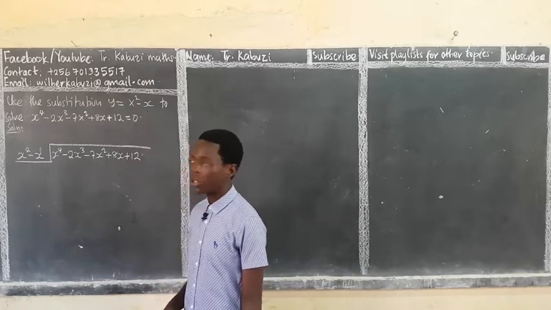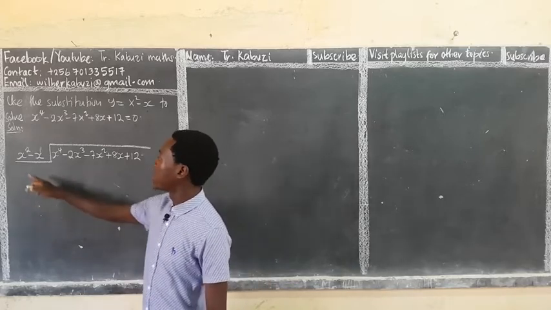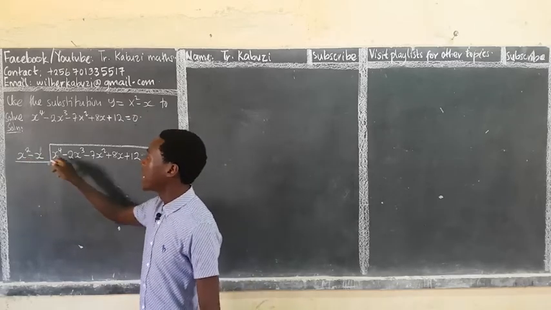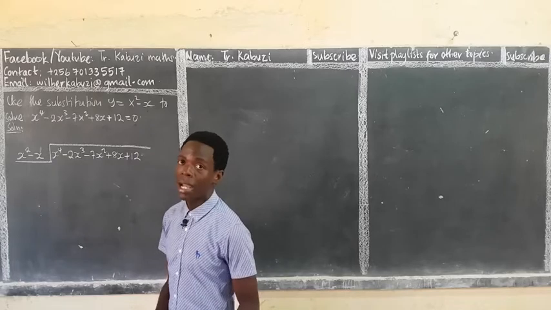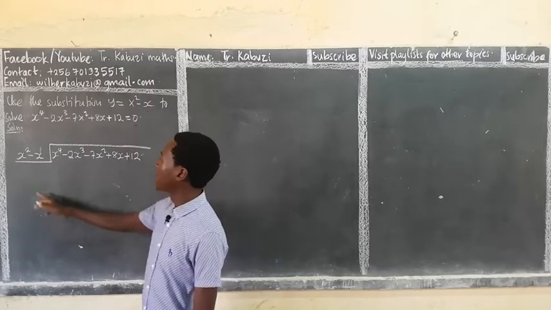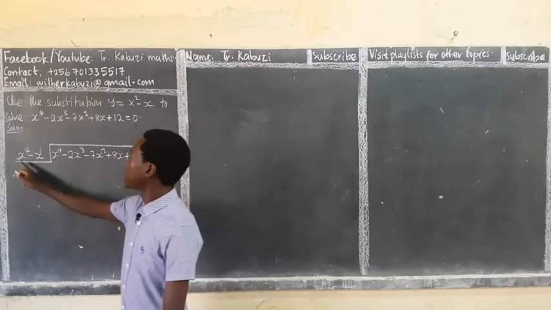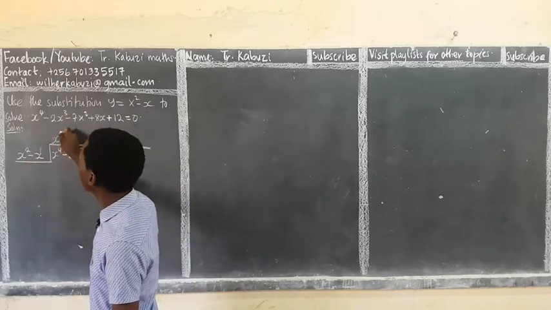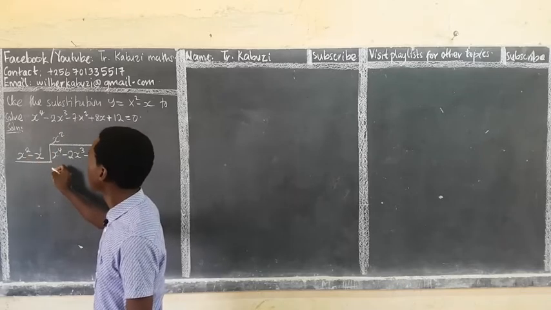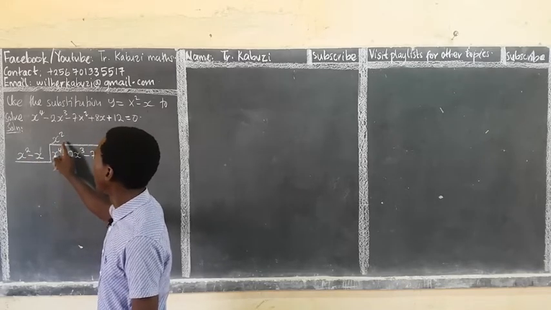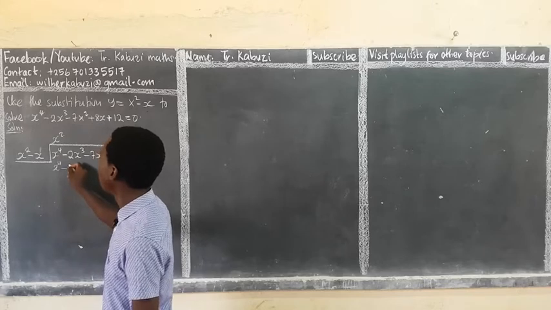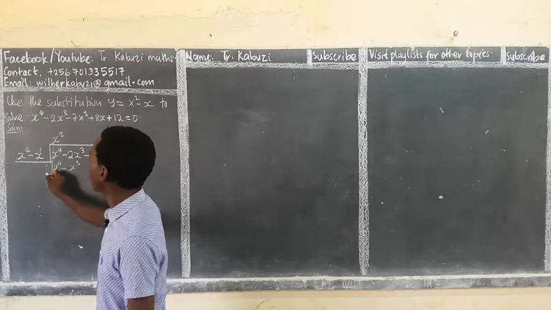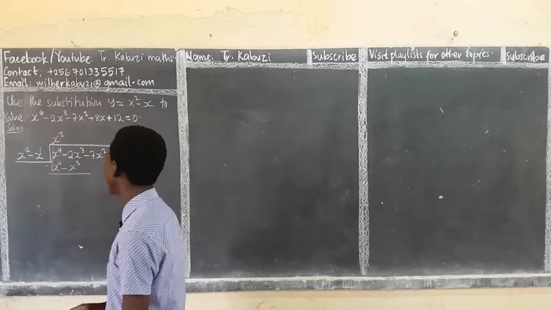I think everyone knows how to long divide. We always take the first term, the highest power in the polynomial, and divide by the term with the highest power in the divisor. So this is our polynomial, this is our divisor. This can divide this, we get x squared. Then this times this we get x to the power 4, this times this we get minus x cubed. After we subtract, this minus this we get 0.